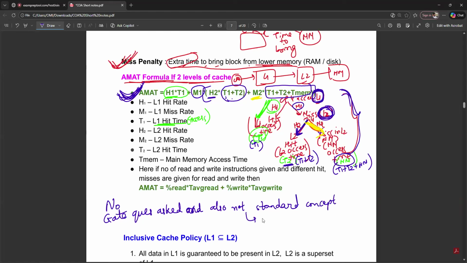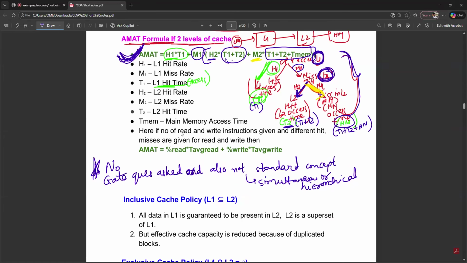Which one? Simultaneous or hierarchical? There is no standard concept, no such keyword in the GATE PYQs as well, right? GATE PYQs. So no need to take any tension. Just remember this particular formula, or just understand it. No need to remember it also. You just have to understand it intuitively.